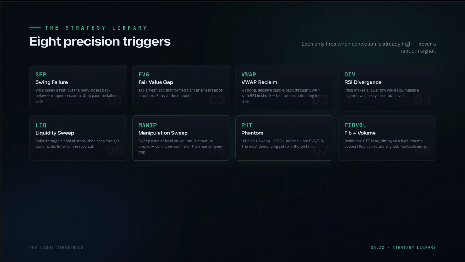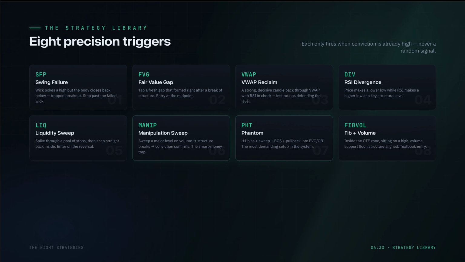3. The VWAP reclaim. A strong, decisive candle back through VWAP. 4. Divergence. Price makes a lower low while RSI makes a higher low at a key level. 5. The liquidity sweep. A spike through a pool of stops that immediately reverses back inside.